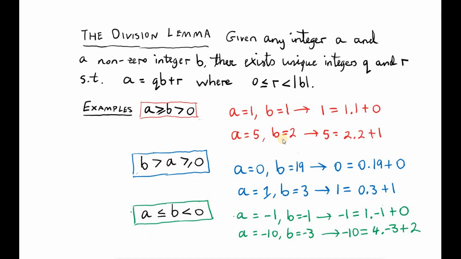Let's suppose a is 5 and b is 2. Well, there's a unique pair of integers q and r so that we can write 5 as q times b plus r. We have to choose q equal to 2, we've no other choice, and then r will equal 1. So notice of course that r is non-negative, 1 is non-negative, and 1 is less than the magnitude of b, 1 is less than 2.